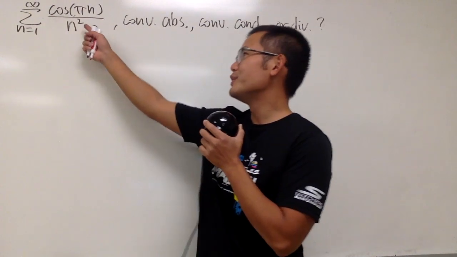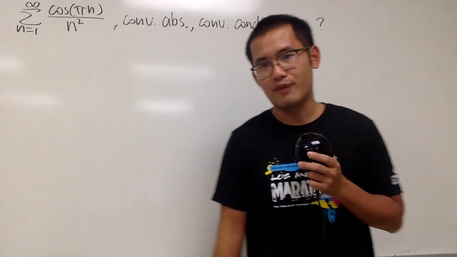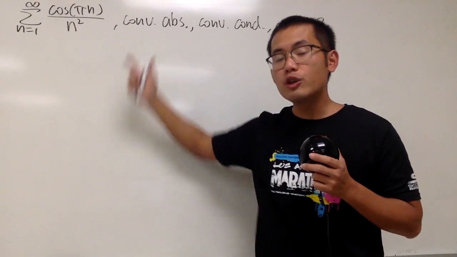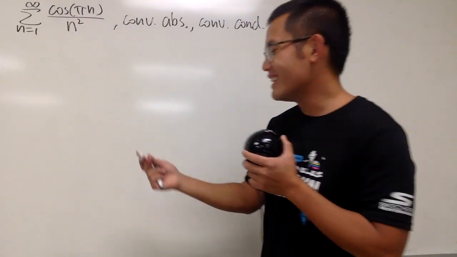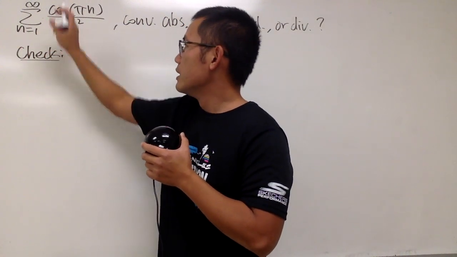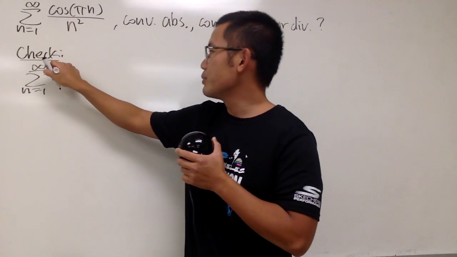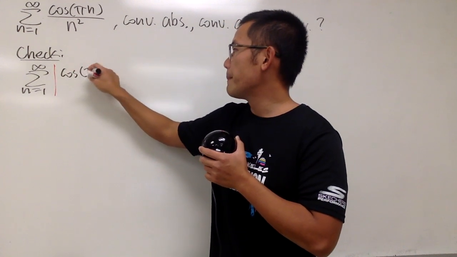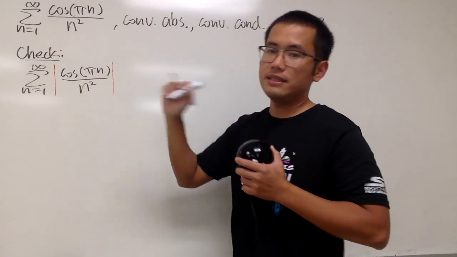Okay, we'll see if this series converges absolutely or conditionally, or maybe the series just diverges. Well, if the question is asking us to check for absolute convergence, first we will check the absolute value version of that, right? So let's just go ahead and make that happen. Let me just put down we check. Well, here we have the series as n goes from 1 to infinity, and again put the absolute value right here, and we have cosine of pi n, and then divided by n squared like this.